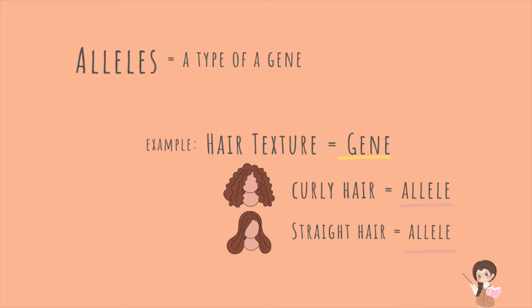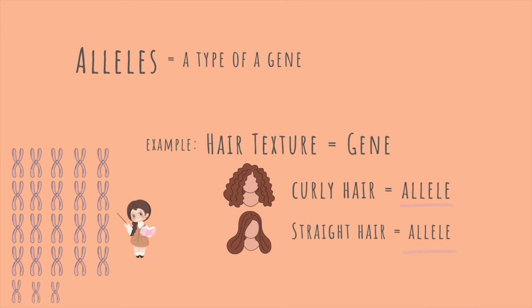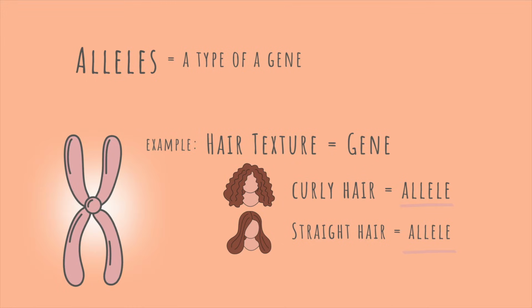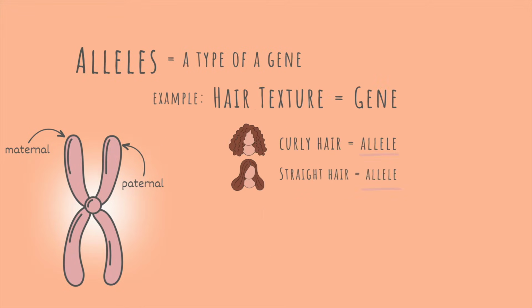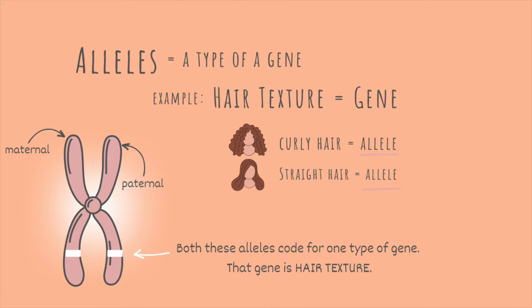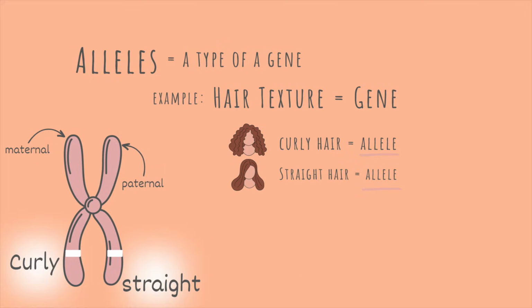the other allele. So remember, we have 23 chromosomes in our body. Let's zoom into one of these chromosomes and find the alleles in them. Remember, one chromosome is made of two chromatids. One is maternal, coming from the female, and the other is paternal, coming from the male. So here we will find our alleles. Both of these specific alleles code for one type of gene. That gene type is hair texture. This one codes for curly hair, and this one codes for straight hair.